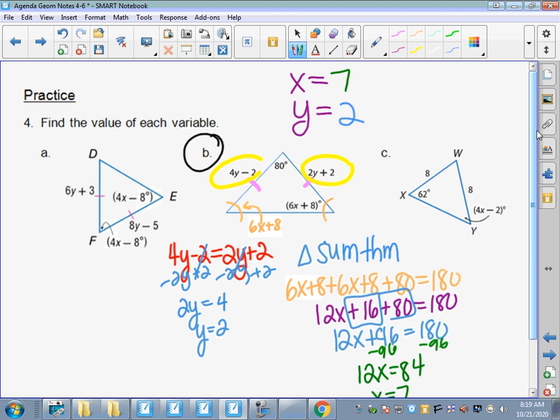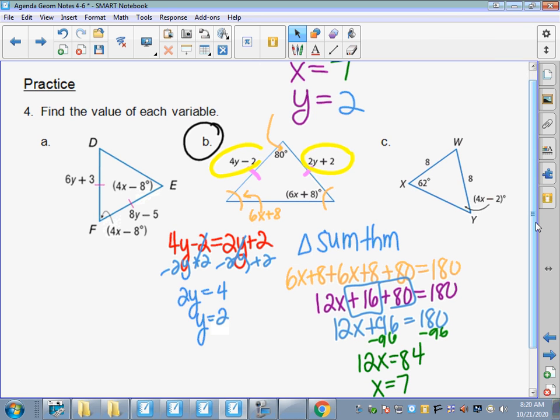I could plug things in there and check. You may have been a person who said, all right, if I'm using 80 degrees for this angle right here, that means I have 100 degrees left to split between those two base angles. So maybe you said each one of those 6x plus 8s has to be equal to 50 degrees. If you solved it that way, you're still going to get a 7. So both ways are absolutely correct. And as long as you show me your work, you're good to go. Some people think I took the long, hard way to solve that one.